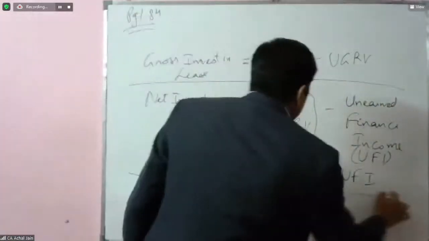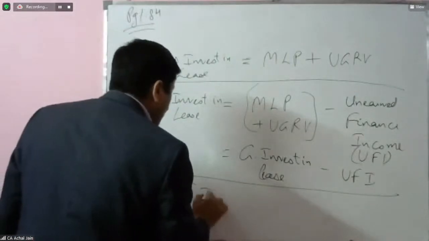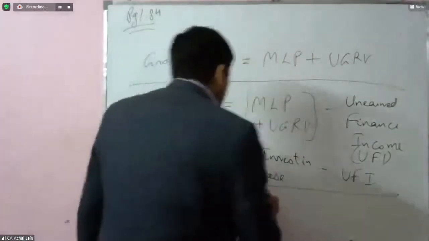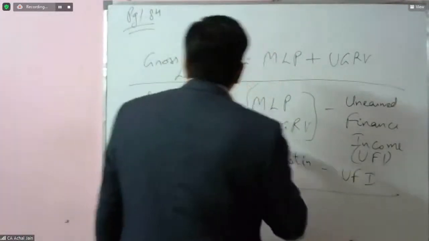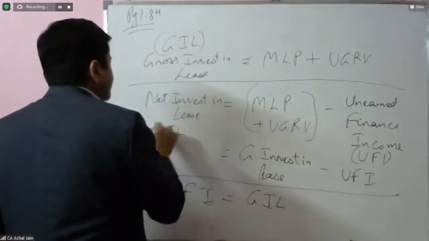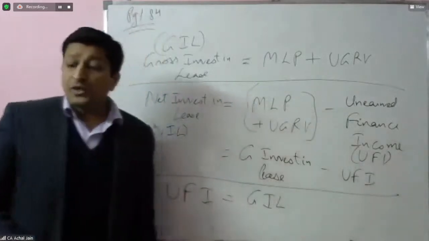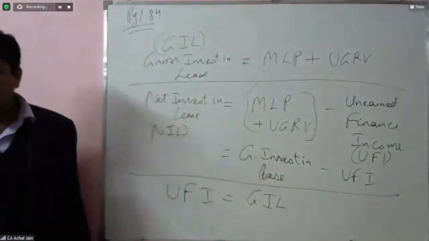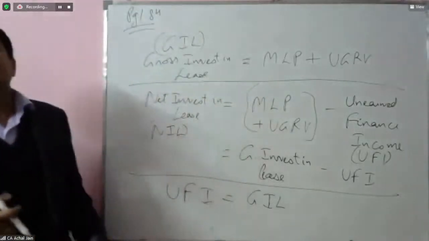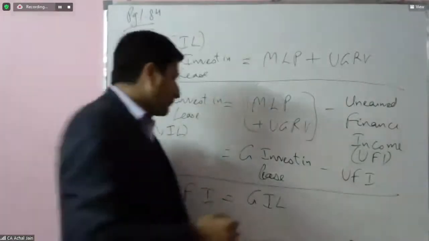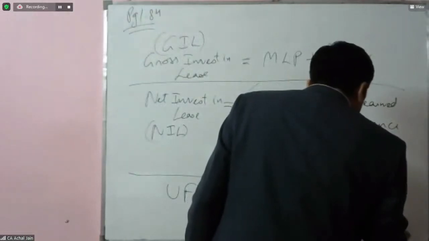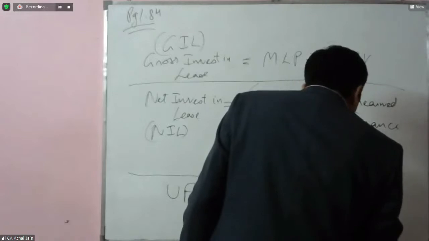From this, what do you derive? If we have to compute unearned finance income, then from this, you can say this is GIL. This is NIL. From the gross investment in lease, what do we need to reduce? Net investment in lease. What is net investment in lease? In a way, the present value of MLP and UGRV.